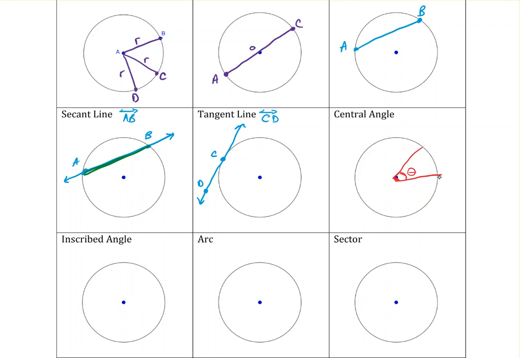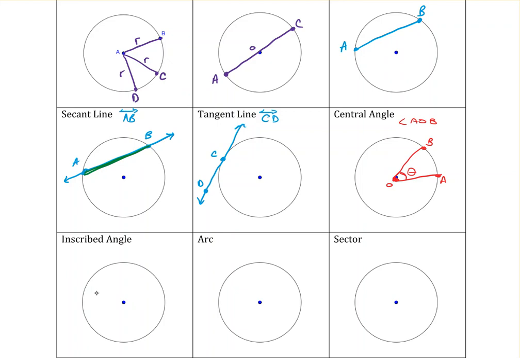We could also label it. We could call this A, call this B, call this O. So we could also call this central angle, angle AOB. So theta would be maybe the measure of that angle. Maybe it's like 30 degrees. But angle AOB is the name of the central angle. And please note the vertex has to be at the center of the circle to be a central angle.